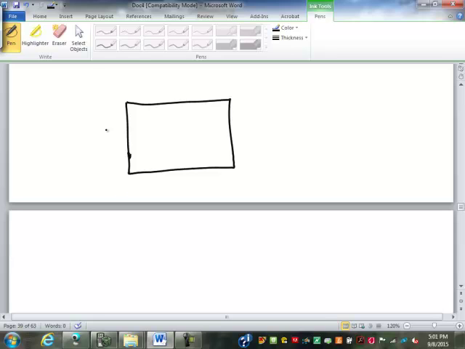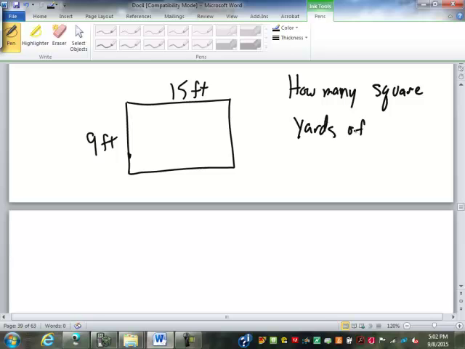Let's say we have a 9 foot by 15 foot floor. How many square yards of carpet are used? There's a little problem here. These are feet, and this is square yards.